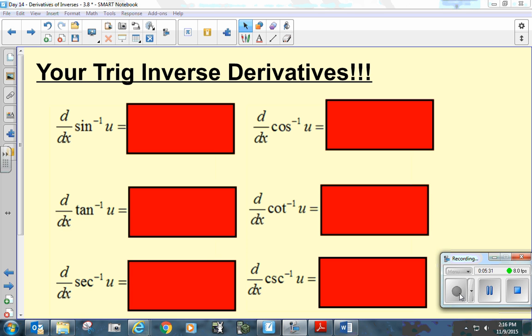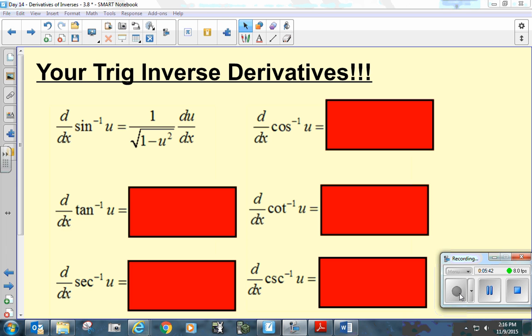Your trig inverse derivatives. Okay? Brace yourselves. The derivative of the inverse of sine is 1 over the square root of 1 minus u squared. Whatever the u is next to the sine. And this is 2x. If it's the sine negative 1 of 2x, your u here is 2x. And you have to take the derivative of 2x, which would be 2, wouldn't you? Chain rule. You always do it. If it's an x, the derivative of x is just 1, so you don't have to write it.